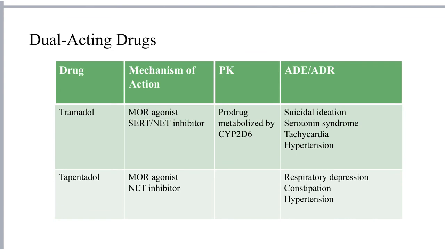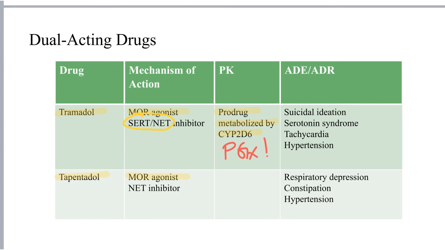The next pharmacologic class of opioids are the dual-acting drugs, tramadol and tapentadol. These drugs are agonists at the mu opioid receptor, and they also inhibit neurotransmitter reuptake transporters. In the case of tramadol, it inhibits both serotonin and norepinephrine reuptake by inhibiting SERT and NET, respectively. Tramadol, like codeine, is a prodrug that must be metabolized by CYP2D6 to its active form, and therefore is subject to some of the opioid pharmacogenomics that will be discussed in the next video.